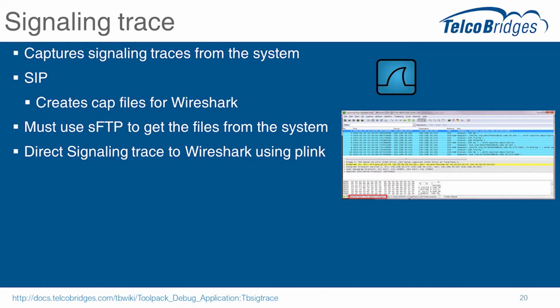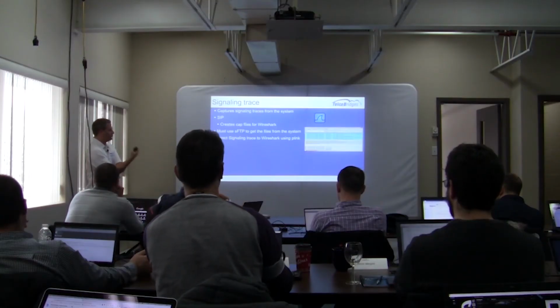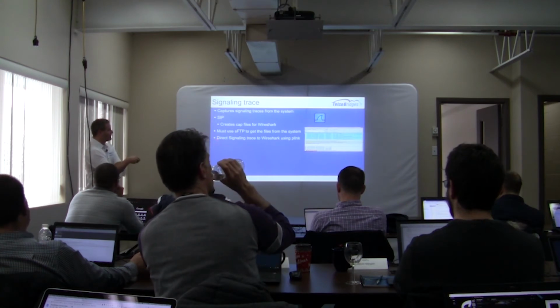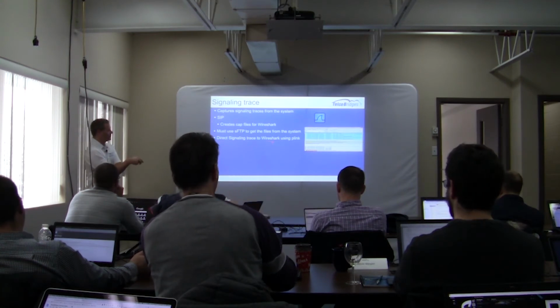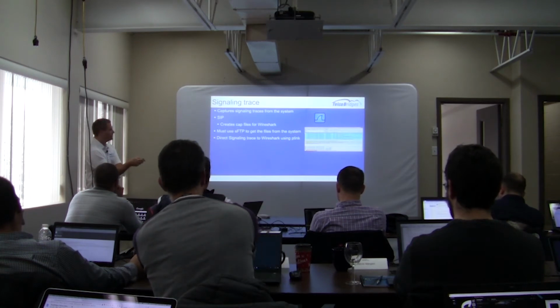The signaling trace, we talked about that, but we didn't do it a lot. You can capture your SIP traffic, only your SIP traffic with this tool. And you can use SFTP to get the file. So you can start the application and then SFTP to get the file. However, there is a way to do a direct signaling trace to Wireshark. So I will show you this.